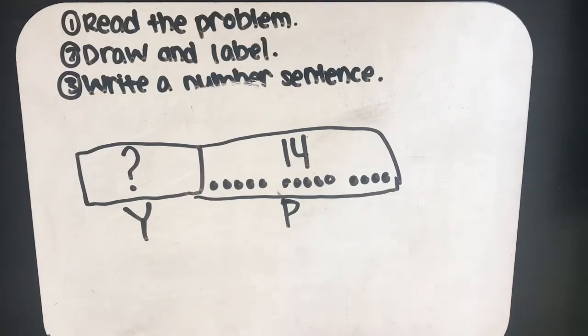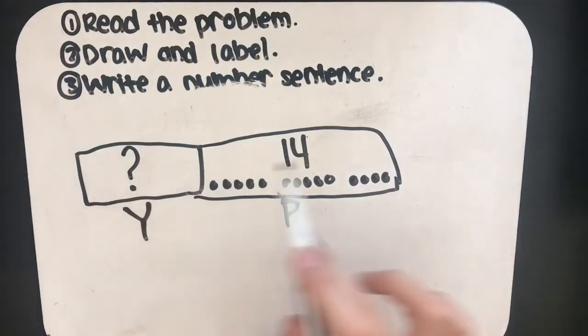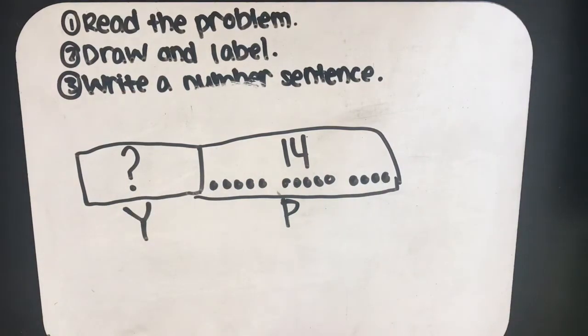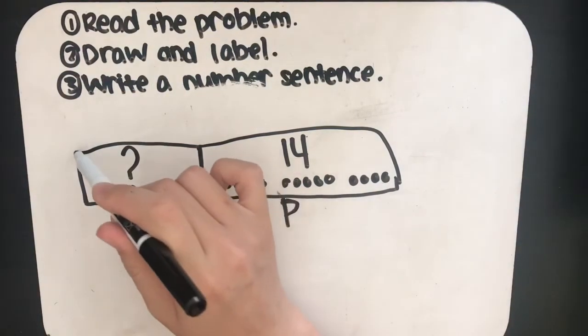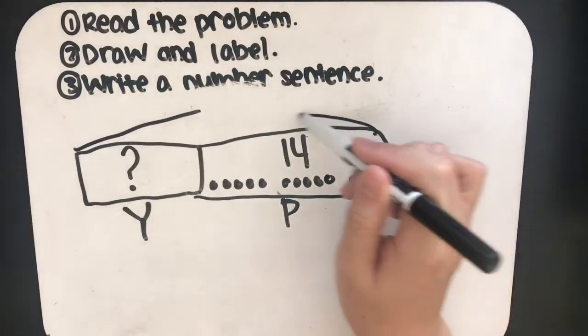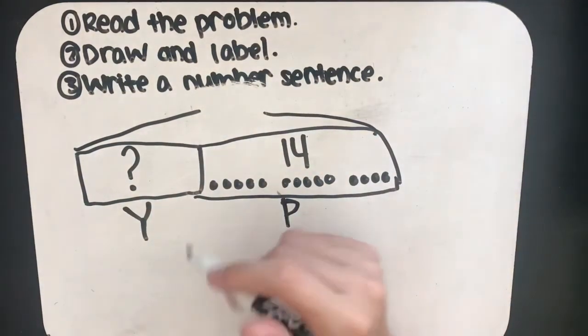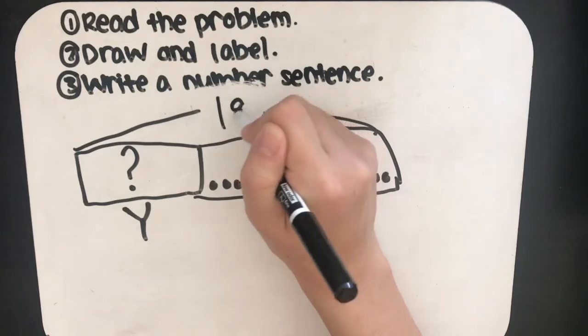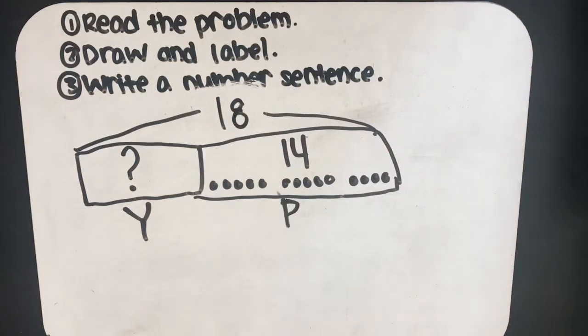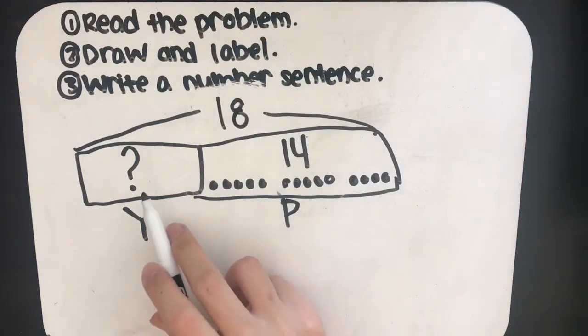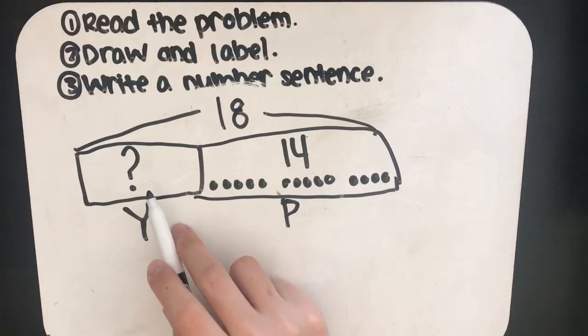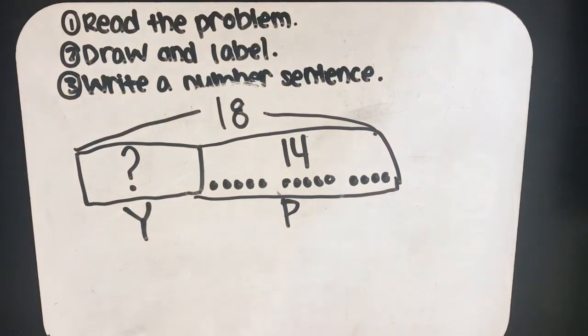The 18 beads, is that a new part or does it include the parts I already drew? It includes the parts I already drew. So after she added the 14 purple beads, there were 18 beads in all. Now we need to solve for our unknown because we don't know how many yellow beads there were at first. We can use our different strategies.